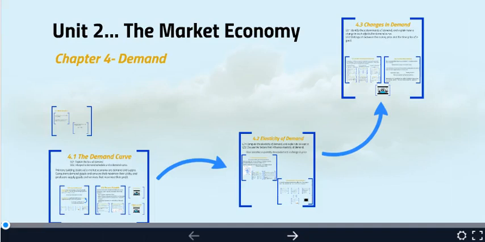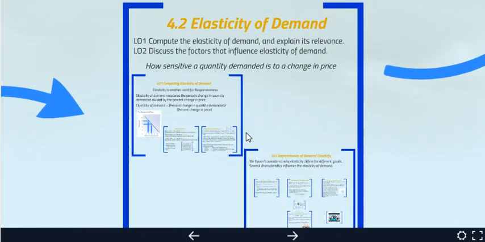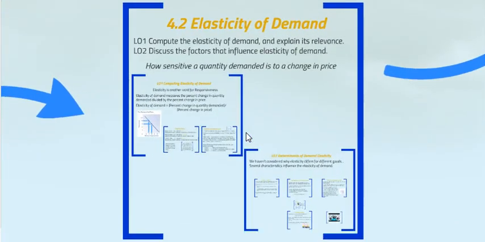Alright, we are going to continue in our chapter on demand. Now we're going to talk about the elasticity of demand. A little bit of math comes into our lesson today, but not too difficult. First of all, learning objective 1, compute the elasticity of demand and explain its relevance, and then we will discuss the factors that influence elasticity of demand. They're the determinants.